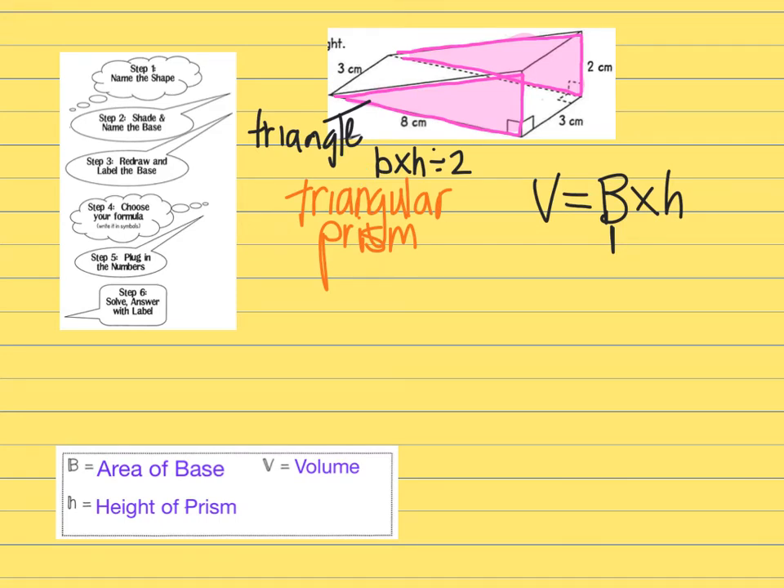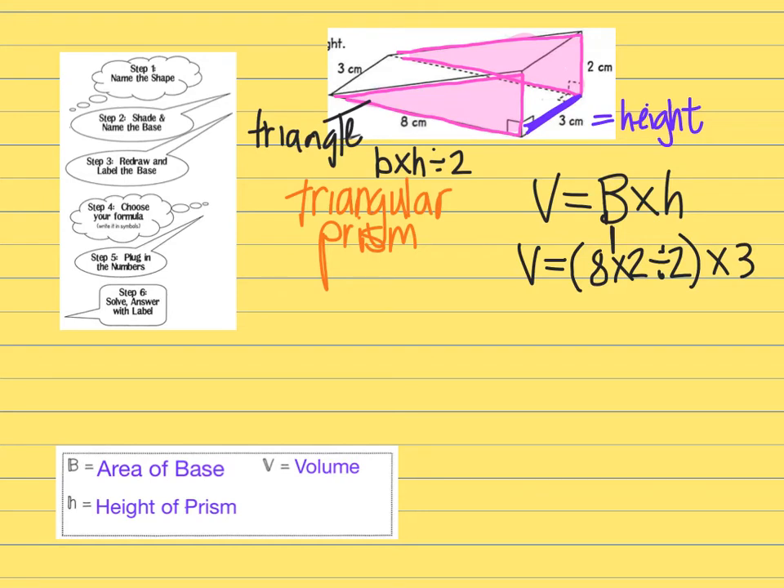I'm going to include those in parentheses because it's taking the place of capital letter B. 8 times 2 divided by 2. Triangles are always half. And then remember the line that's connecting my two bases, that's the height. The line that's connecting the two bases. The height of the entire prism is 3.